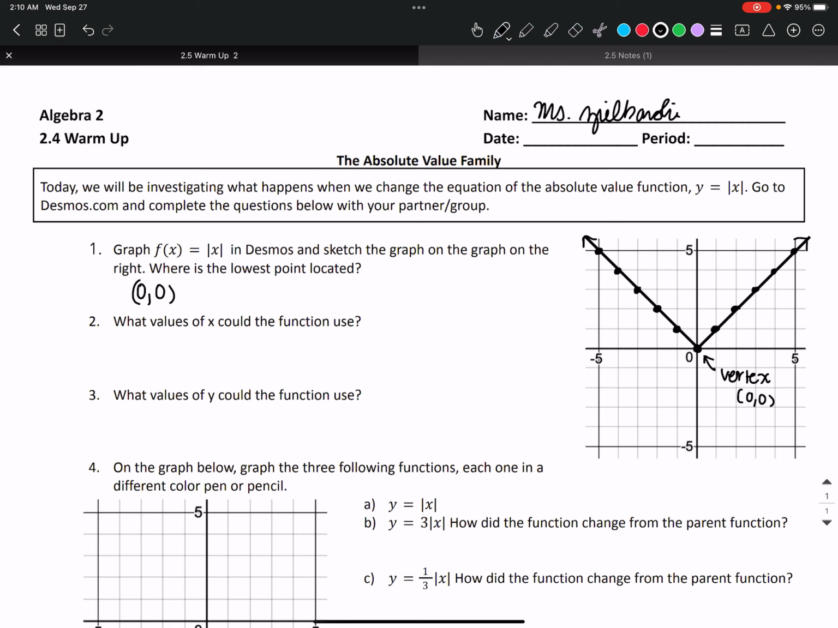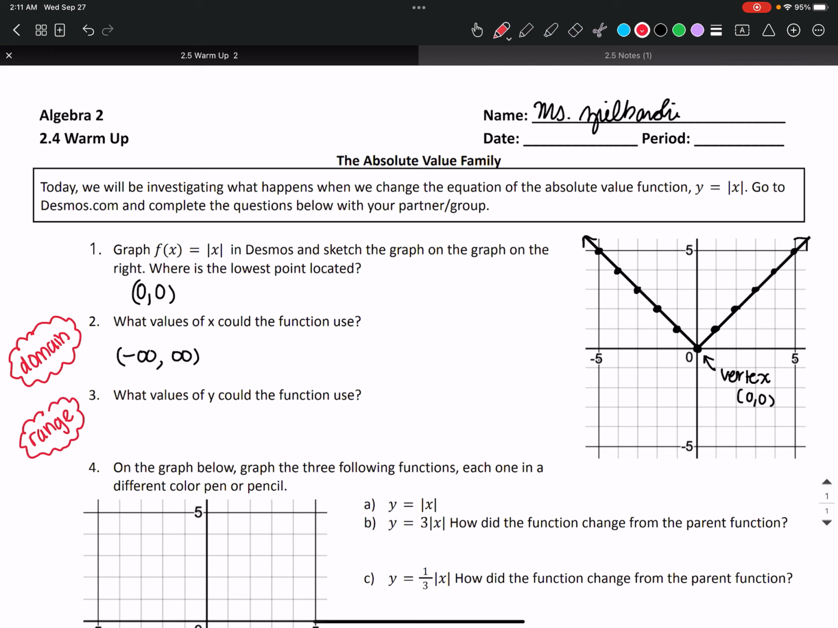And then what values of x could the function use? That's asking me for the domain. And the domain in this case is, I'm going all the way to the left. This thing keeps going on and on and on. So the lowest x value will be -infinity. And then I'm going on and on and on to the right. So the highest x value would be +infinity. But I just write infinity. So I'm starting with my lowest value, which is -infinity. I'm putting comma, +infinity. I'm putting parentheses on both of them because you cannot contain infinity, and parentheses means not included.